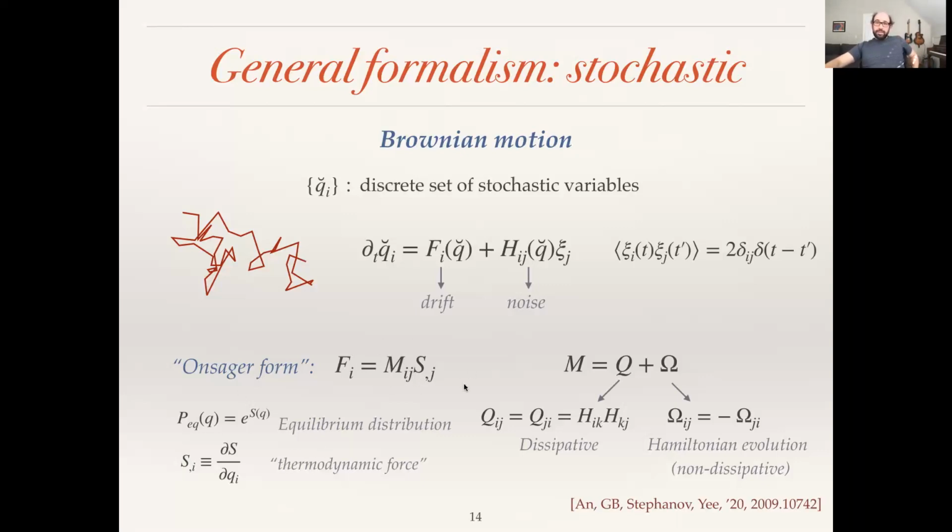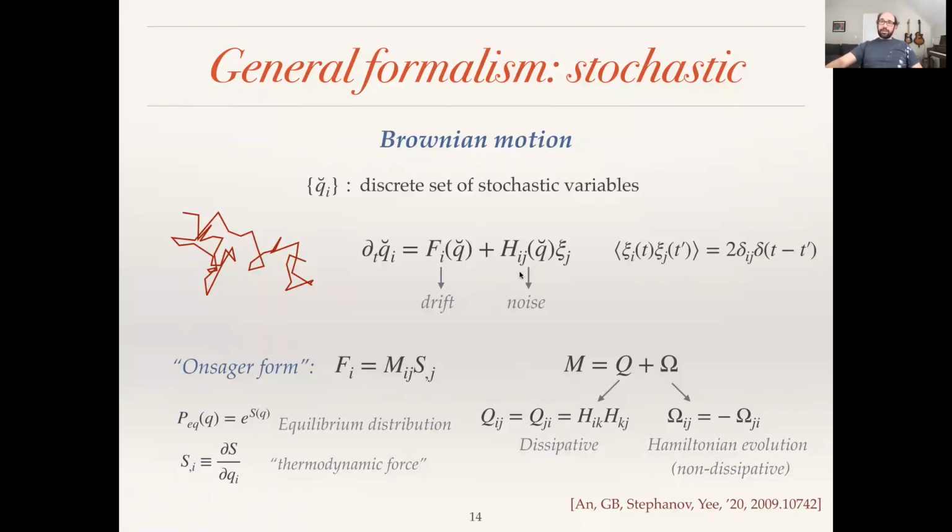Then this matrix can be split into the symmetric and anti-symmetric parts. So the symmetric part describes the dissipative contributions, and of course, as dictated by the fluctuation-dissipation theorem, it's proportional to the noise term here. And then the anti-symmetric part is non-dissipative, and that describes the Hamiltonian evolution of the system. So if you wish, an analogy would be this is the ideal hydro part, and this is the viscous part.